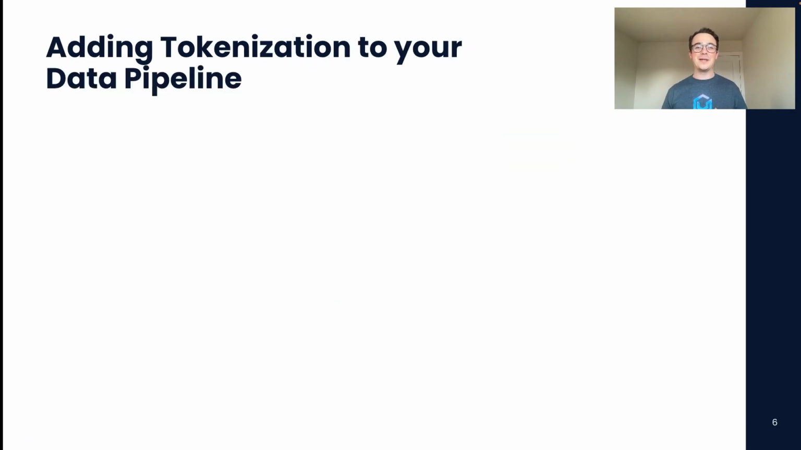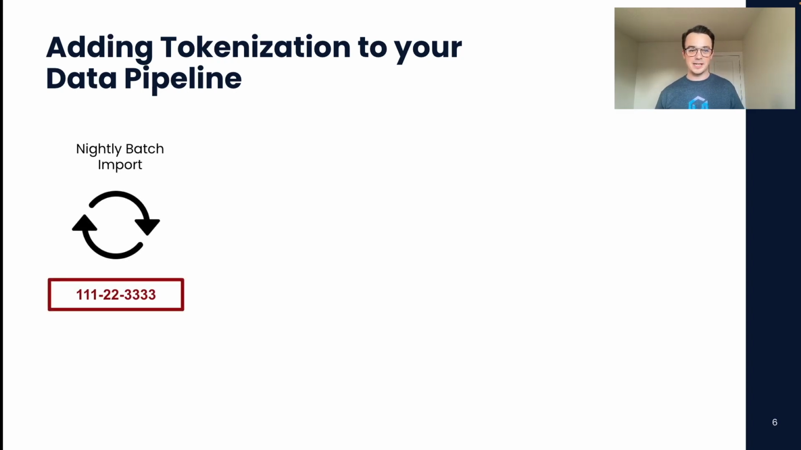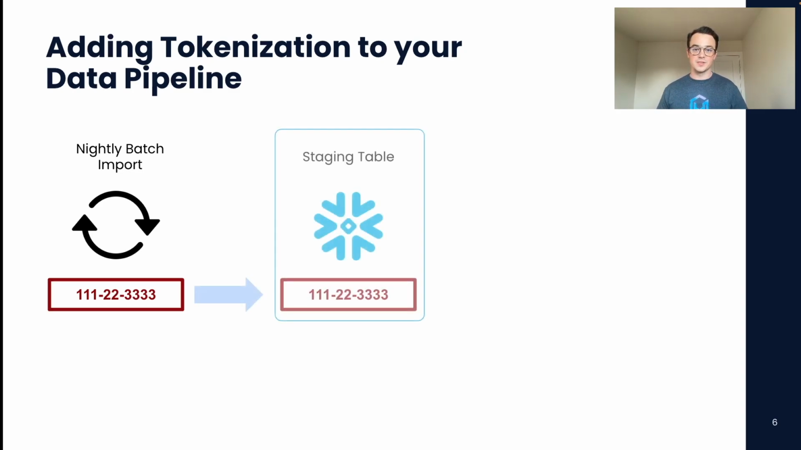Okay, finally, how do we add tokenization into your data pipeline? Let's say we have a nightly batch import process that is taking in data from your vendors, and this data has social security numbers in it, and we want to import this into your Snowflake instance. So the first thing we'll do is set up a staging table in Snowflake, and we will configure this so that only database administrators or administrators of the VGS application can get access to it. And this is where we will initially import all of the data.